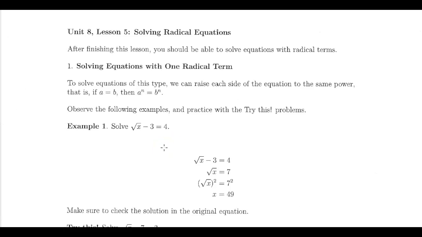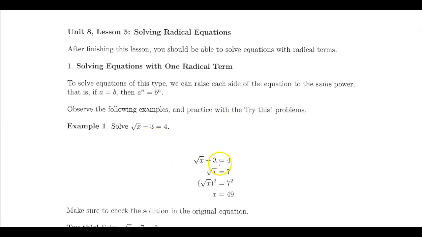And in this lesson we are going to solve equations that involve radicals. To solve equations of this type, we can raise each side of the equation to the same power. There's a property that if a is equal to b, then if I raise both sides to the nth power, we'll get equal numbers. So we can square both sides or cube both sides, that sort of thing. In our example equations, we'll be using this type of property.